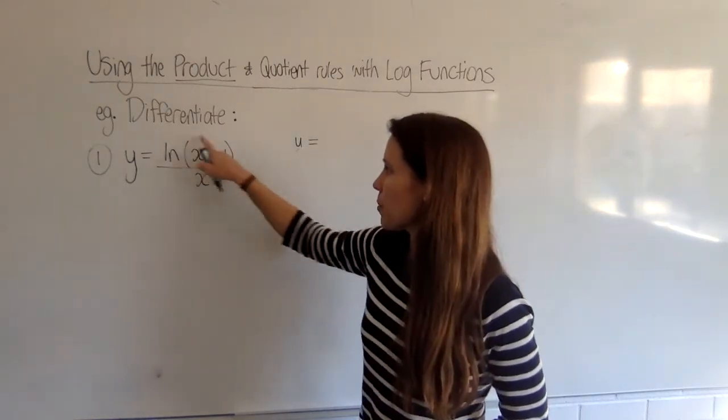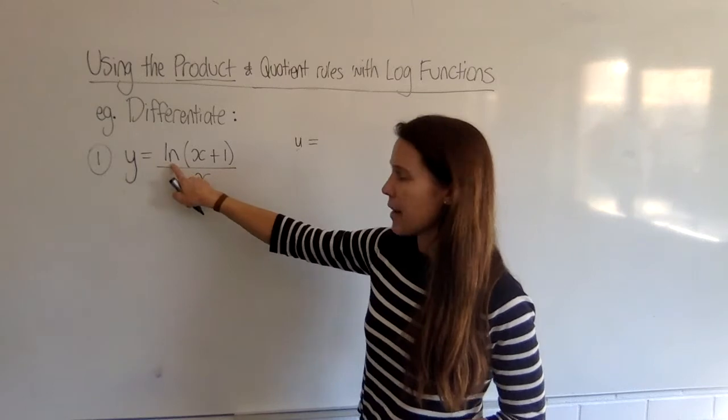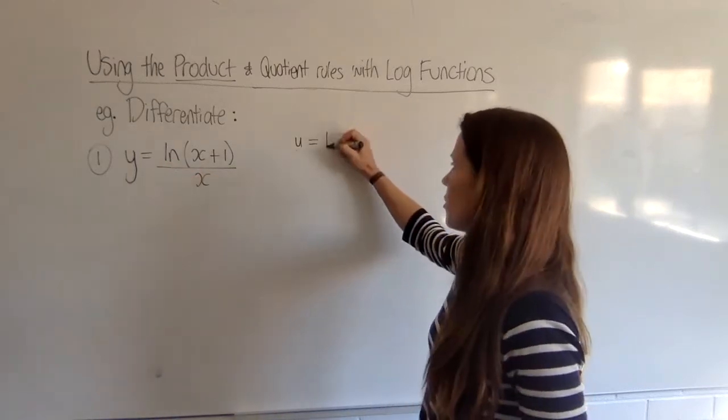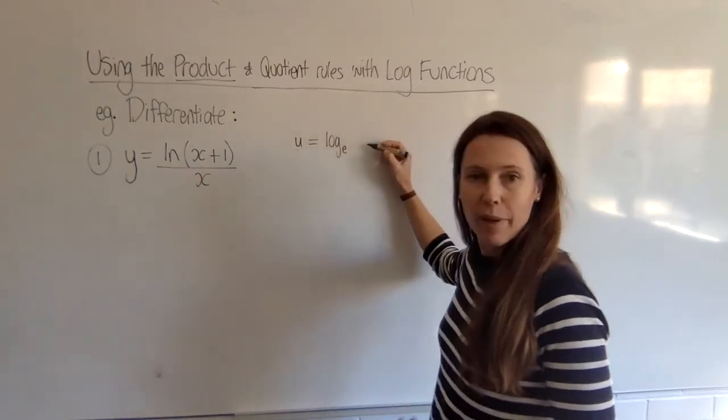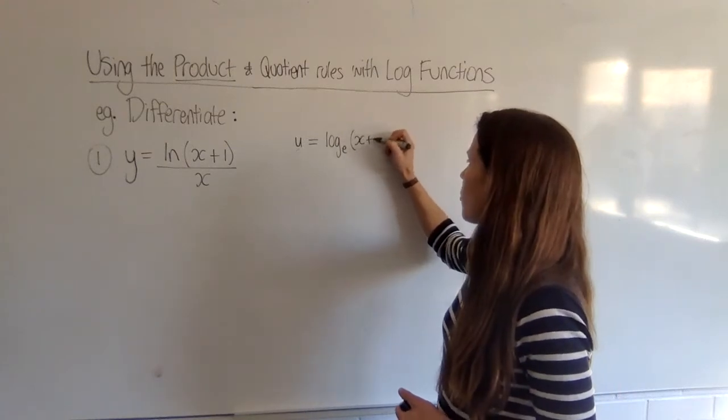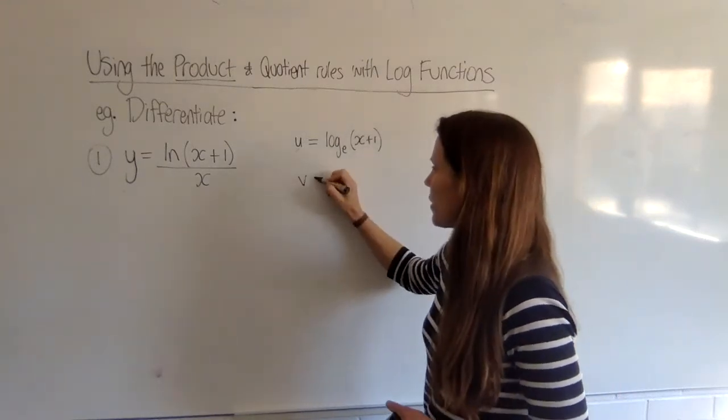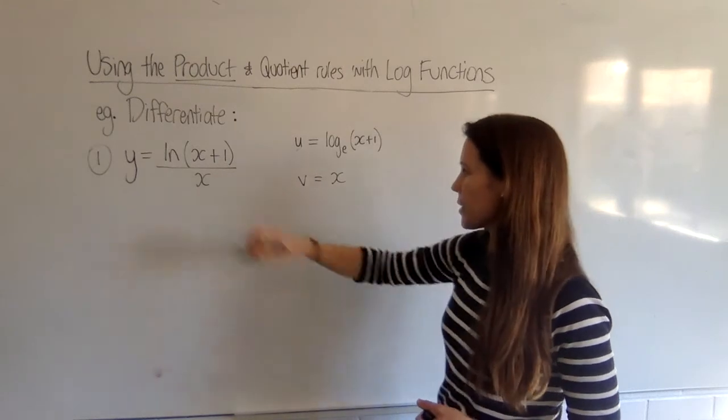So u is this part on the top. Now you can write it as a natural log like that, as in the question, or you could write it with a log of base e, up to you. So we have all of that as u, and v is whatever is on the denominator, so that's x.